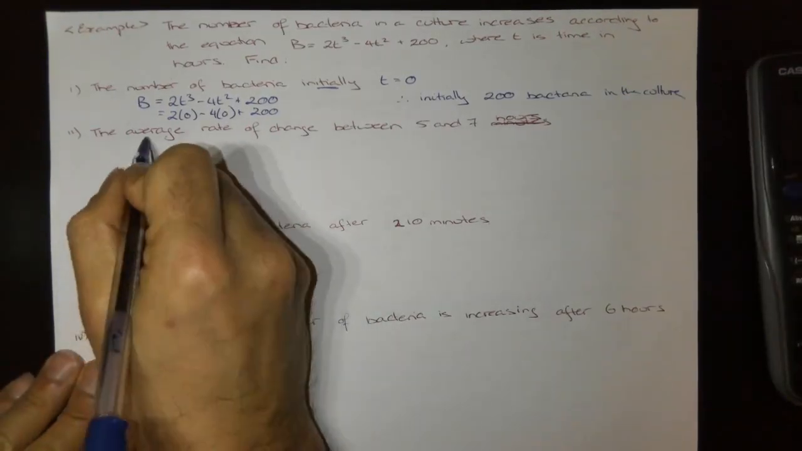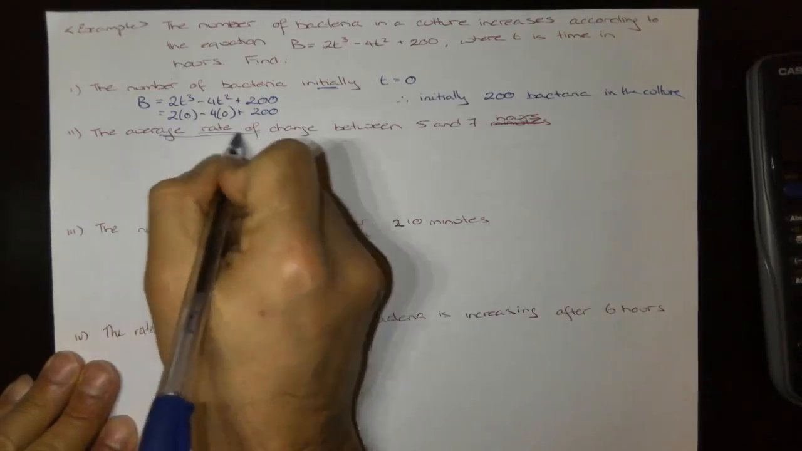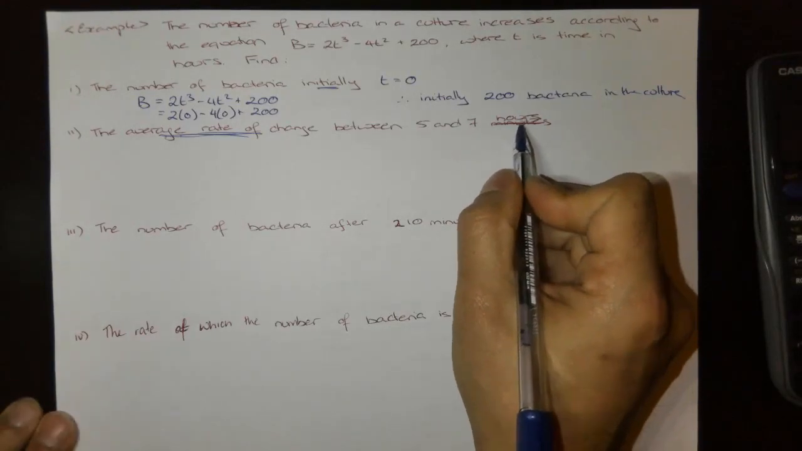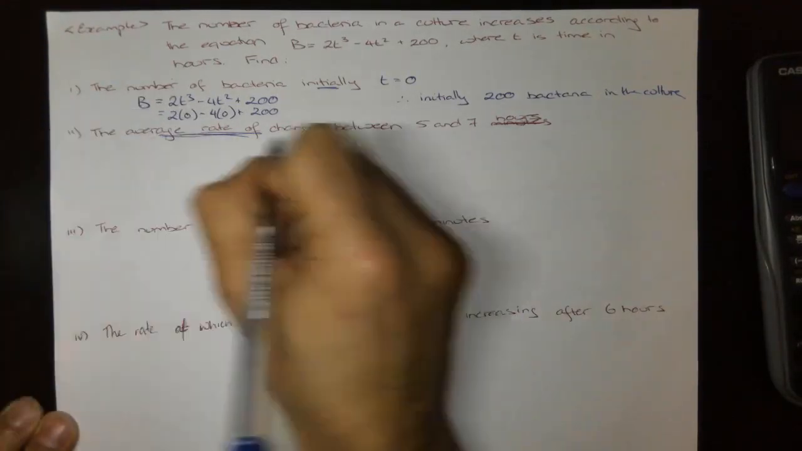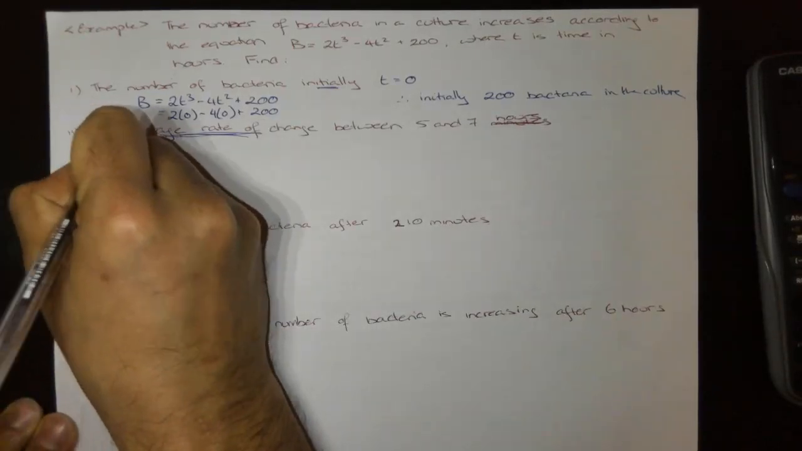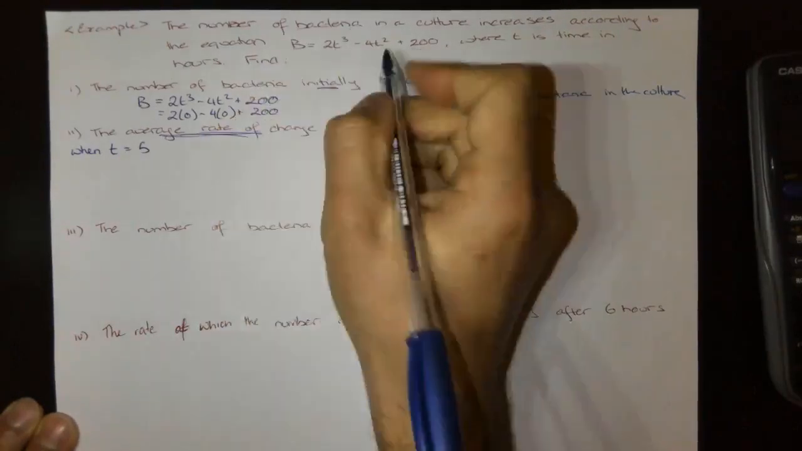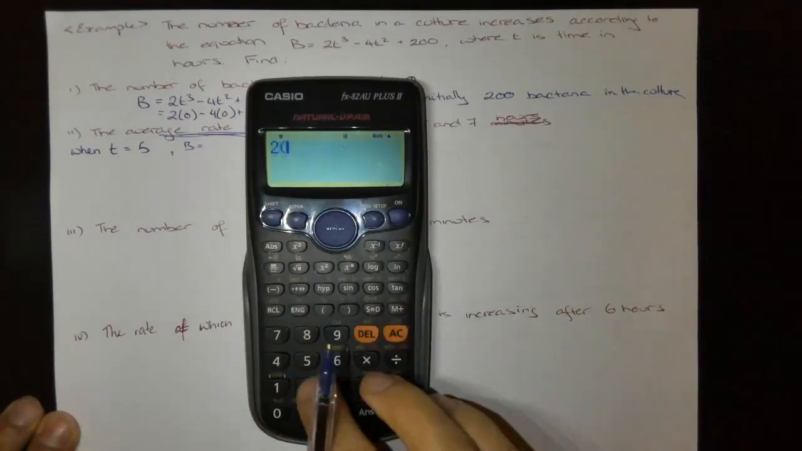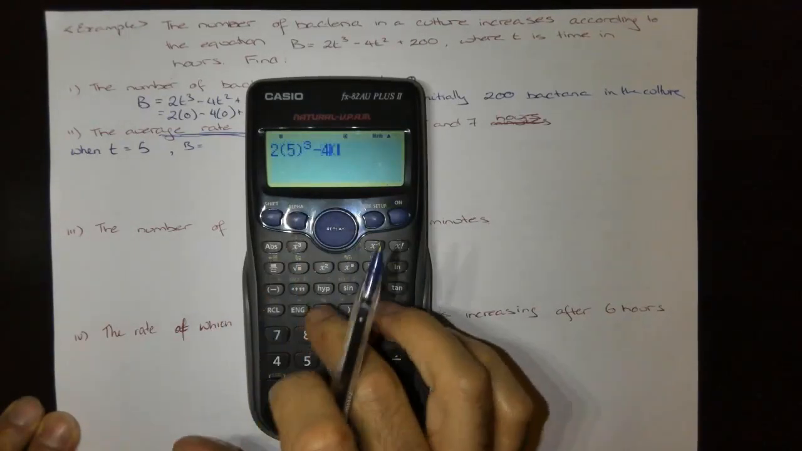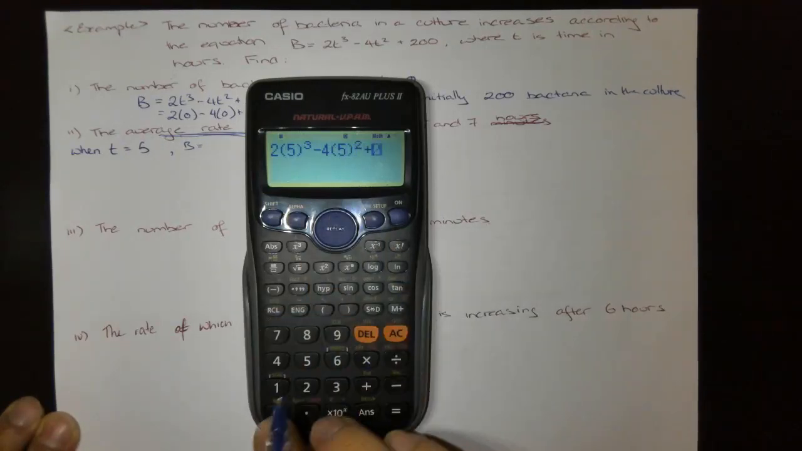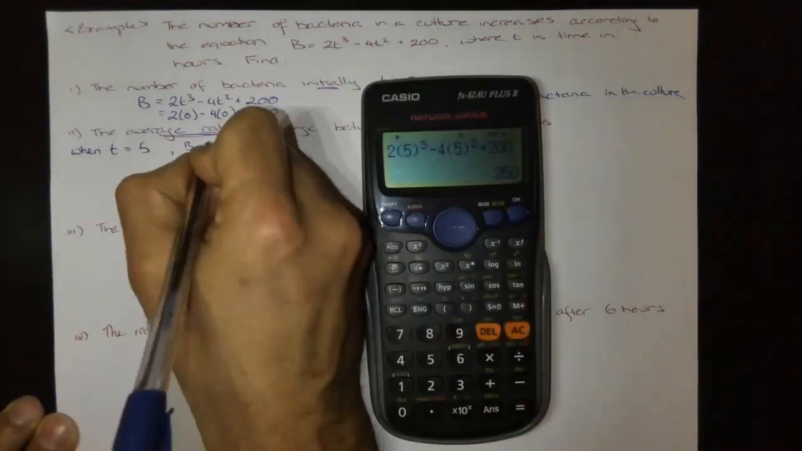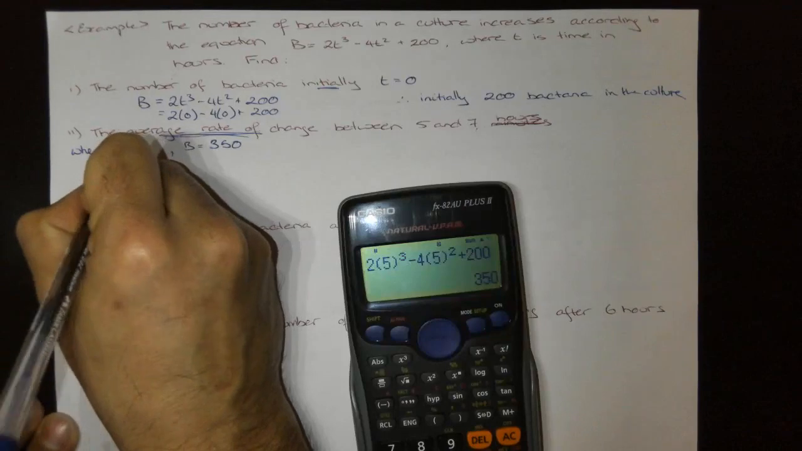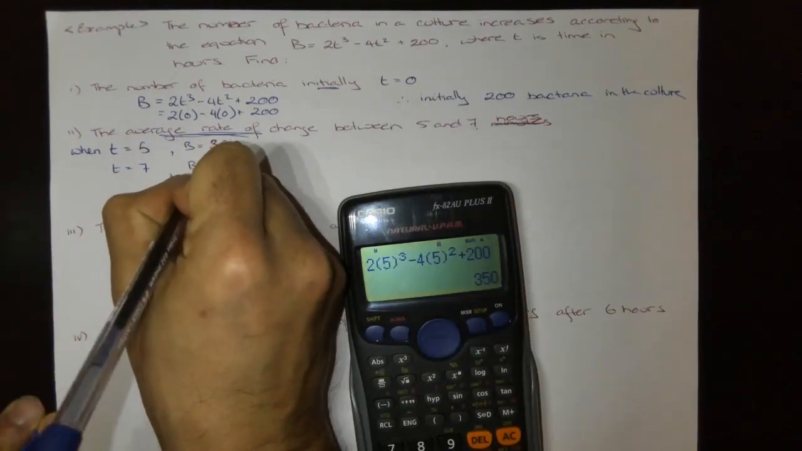Now we want to calculate the average rate of change between 5 and 7 hours. Okay, so that means that we're going to plug in when t equals 5 into this formula. So 2 lots of 5 cubed minus 4 times 5 squared plus 200. So we'll get 350. And I'm also going to do when t equals 7.